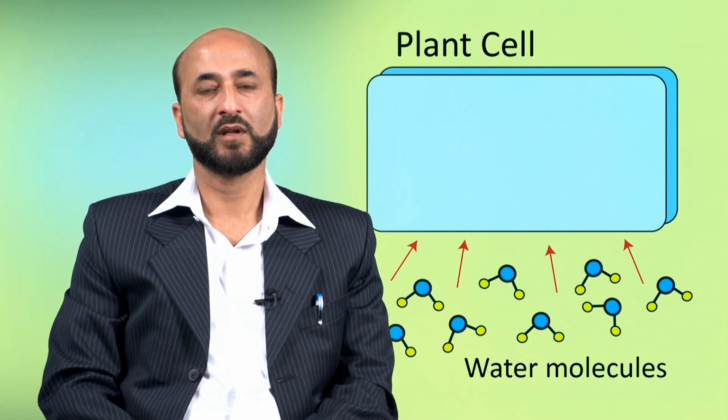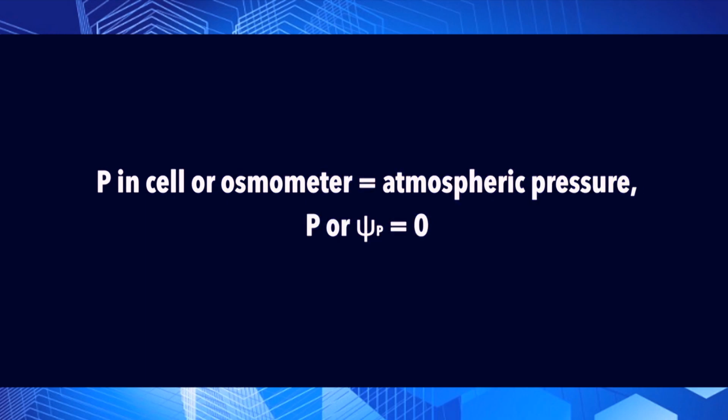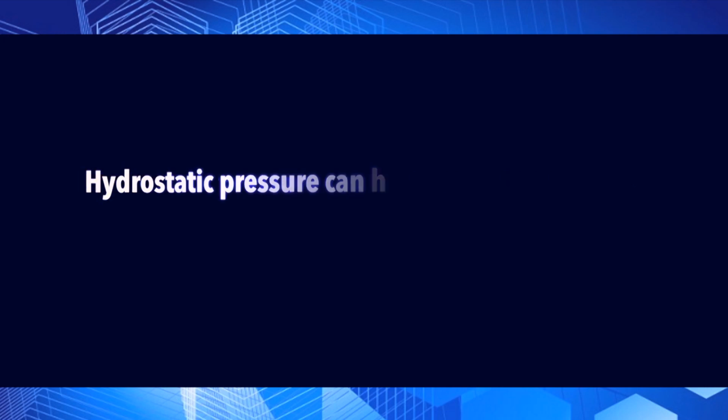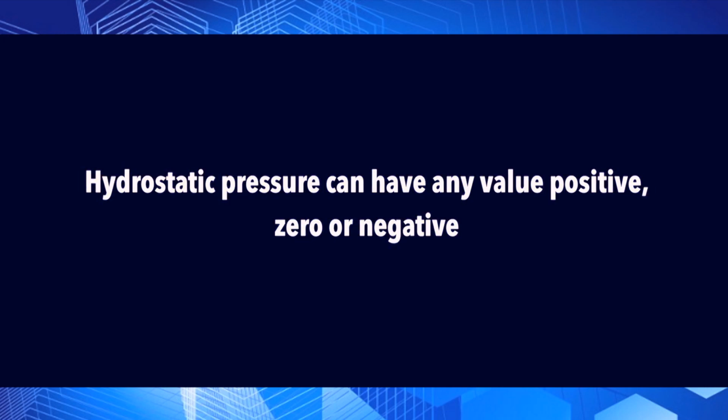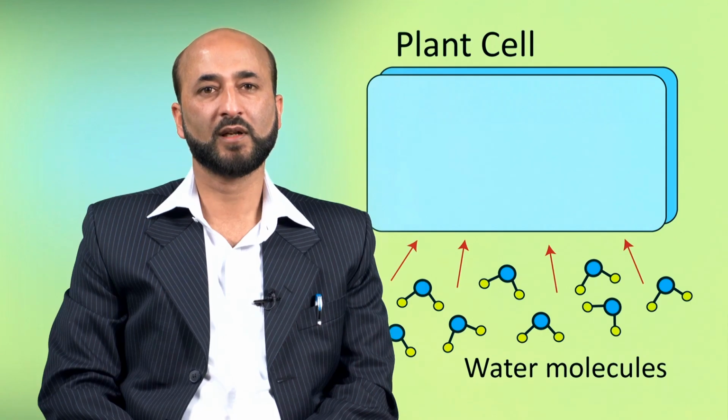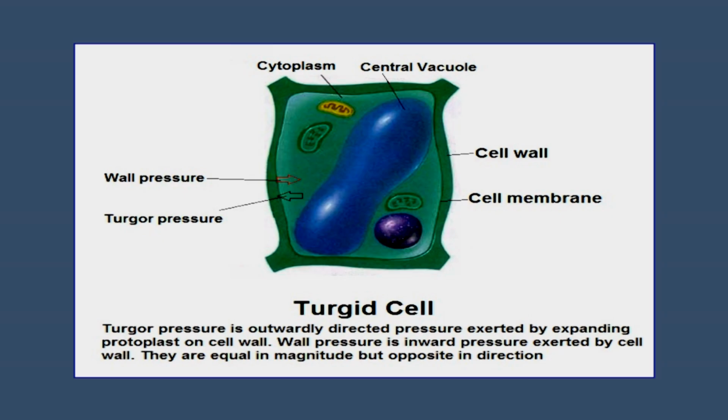By convention, this P is equal to 0 at atmospheric pressure, that is, when P in a cell or osmometer is equal to atmospheric pressure. So, under such circumstances, psi p is equal to 0. Hydrostatic pressure can have any value, positive, 0 or negative. Positive pressure raises the water potential while negative pressures reduce it. The positive hydrostatic pressure within a cell is called turgor pressure.